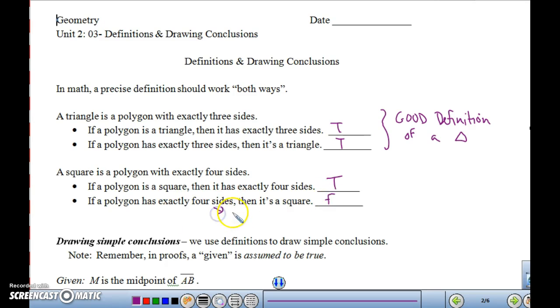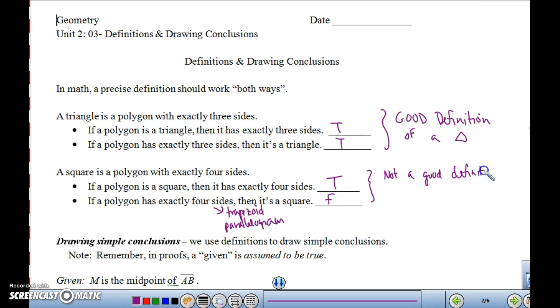It could be a trapezoid. So if it's a trapezoid, is it a square? No. Anything with 4 sides, if it's a parallelogram, that's a 4-sided figure, but is it a square? No, it's not. So there's lots of different ones. So this is not true all the time. This is false. So this is not a good definition of a square because we could substitute other things in there and make it a false statement.